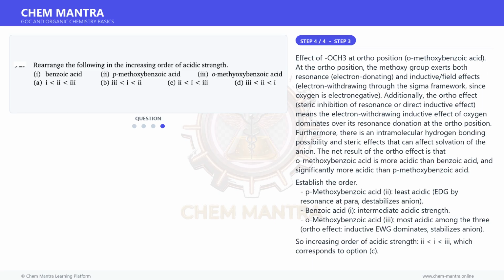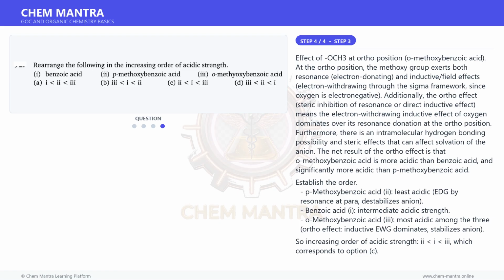And for the final step, effect of OCH3 at ortho position, O-methoxybenzoic acid. At the ortho position, the methoxy group exerts both resonance, electron-donating, and inductive field effects, electron withdrawing through the sigma framework, since oxygen is electronegative.